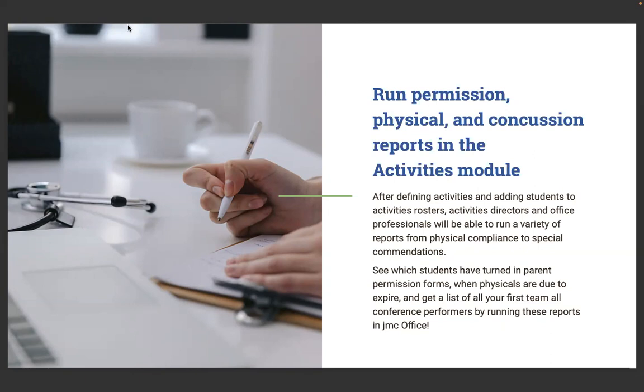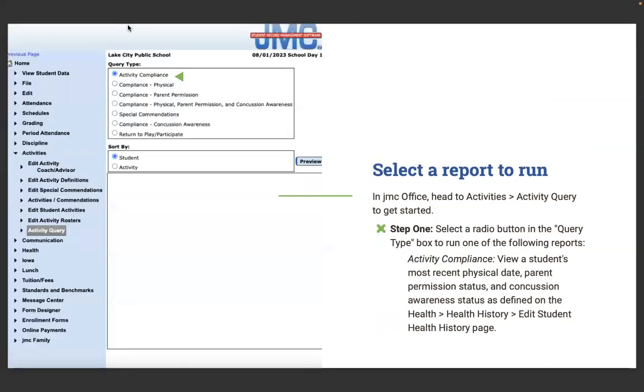See which students have turned in a parent permission form, when physicals are due to expire, and get a list of all your first team conference performers by running these reports in JMC Office. In JMC Office, you'll head to activities query, or activity query, to get started.